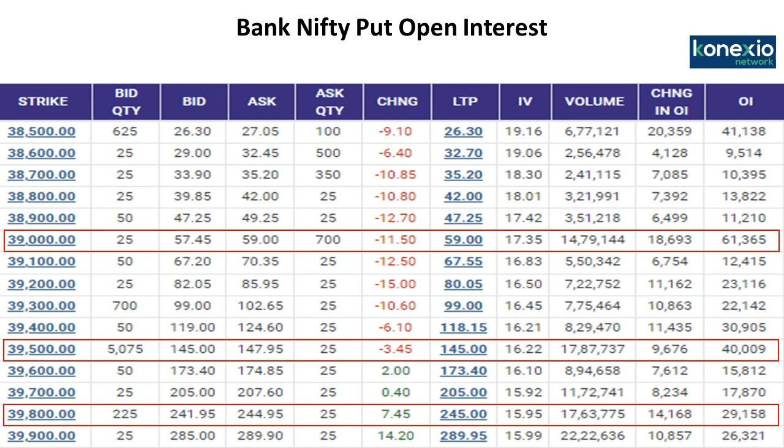Looking at this concentration of volumes, you can see 39,900 and 39,800 where there has been a strong volume concentration, and even 39,700. So between 39,900 to 39,700 could act as a strong support area, and from those areas we might see sharp short covering coming into Bank Nifty from those particular levels.